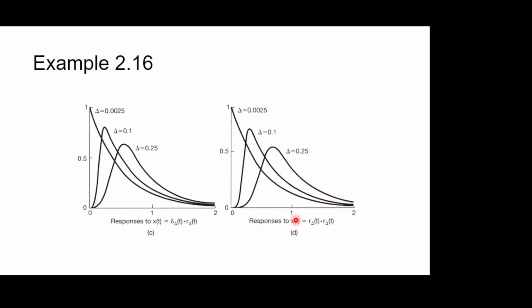And here we have more functions. We even have delta of triangle convolved with r of triangle, or r triangle convolved with r triangle. Those are also different functions, but you can see that for all of them, when triangle goes to 0, they go to the same thing.